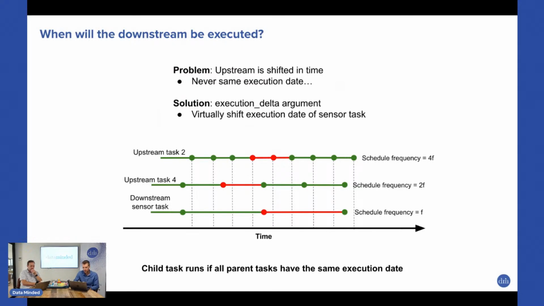Sometimes it can also happen that the execution time is a little bit shifted. If one of the upstream DAGs is a little bit shifted in time, then we will never have the same execution date for all the different DAGs. And in this case, the sensor task will never work, but luckily there is a solution for this. We have the execution delta argument in the sensor operator that can play with time. So you can virtually shift the time a little bit such that it matches. But I will also show this later in the examples.